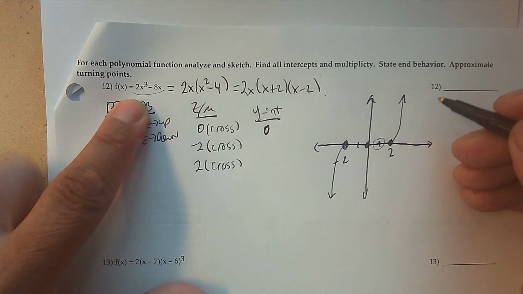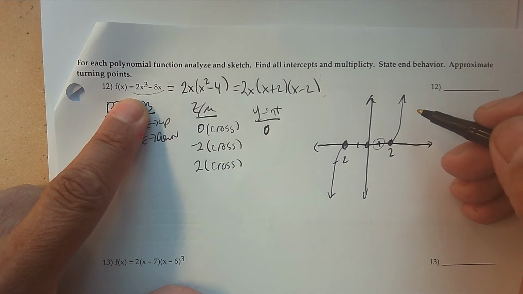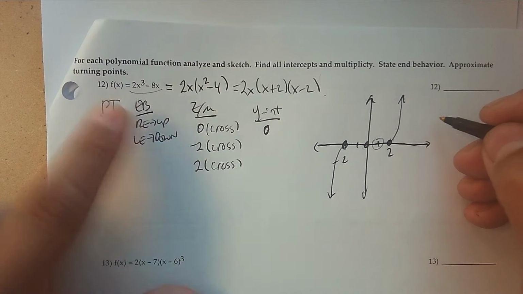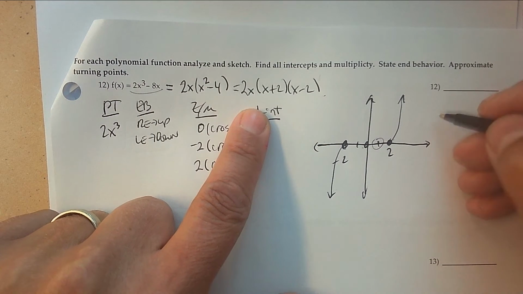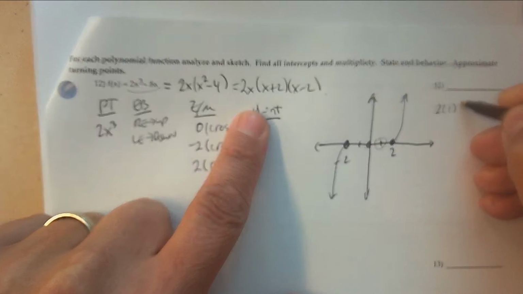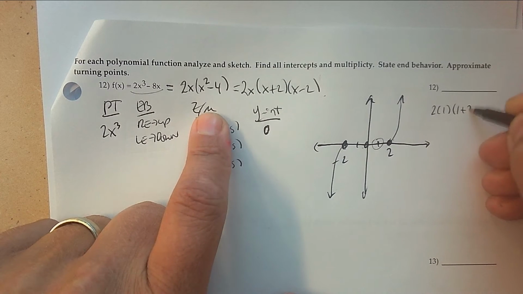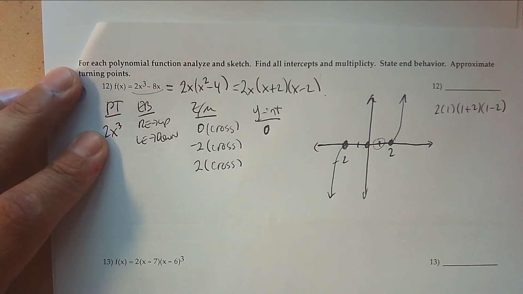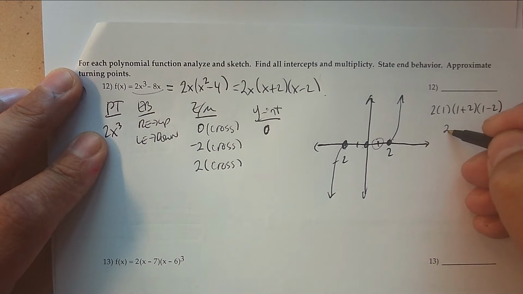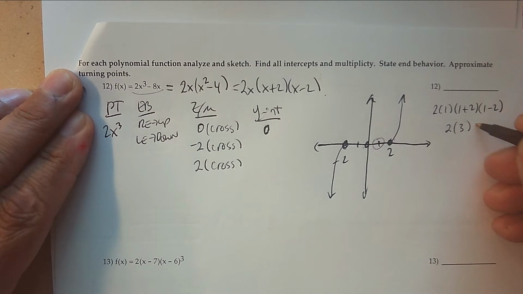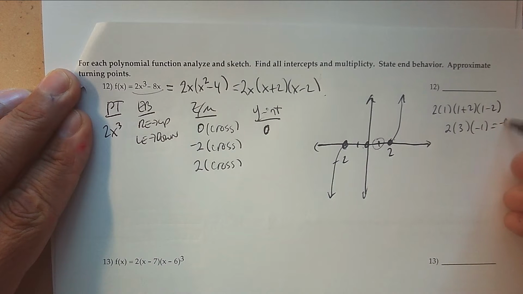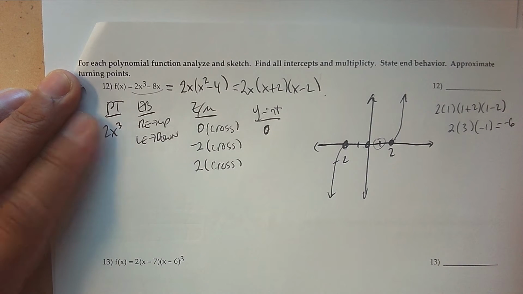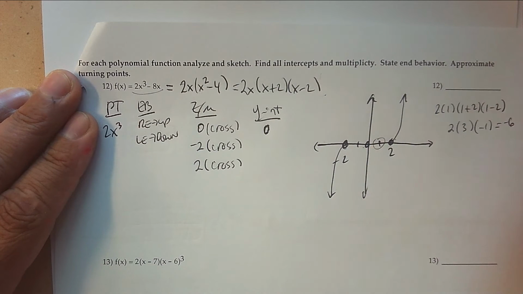So if I plug 1 in, you can use any form here to get the answer. I can use the factored form. So 2 times 1 is 2, 1 plus 2 is 3, 1 take away 2 is -1, so this whole thing is -6. So at +1, it's going to go down to -6.